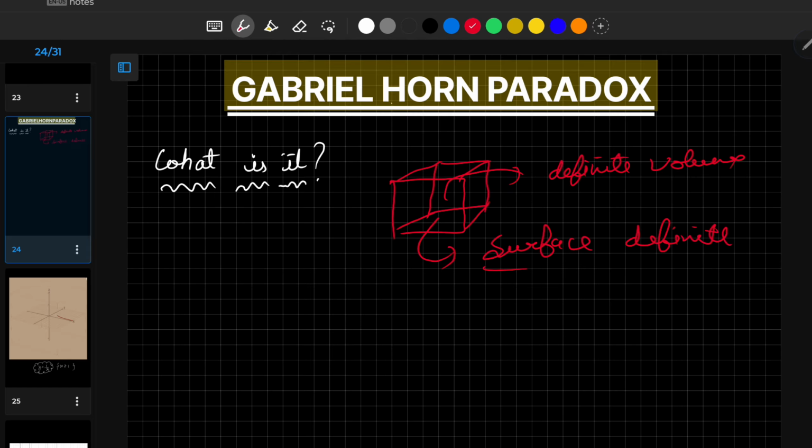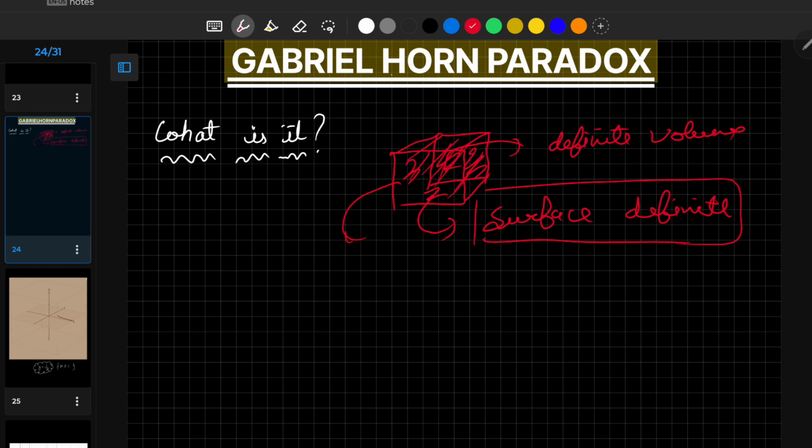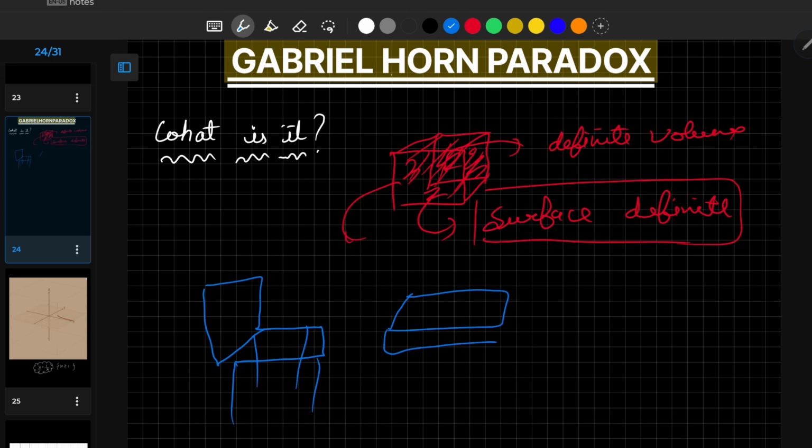So if we are going to paint this thing or fill up this whole cube, we don't need an infinite amount of paint or color. Normally, we think that everything around us, like a chair, a book, everything has a fixed volume as well as a fixed surface area.